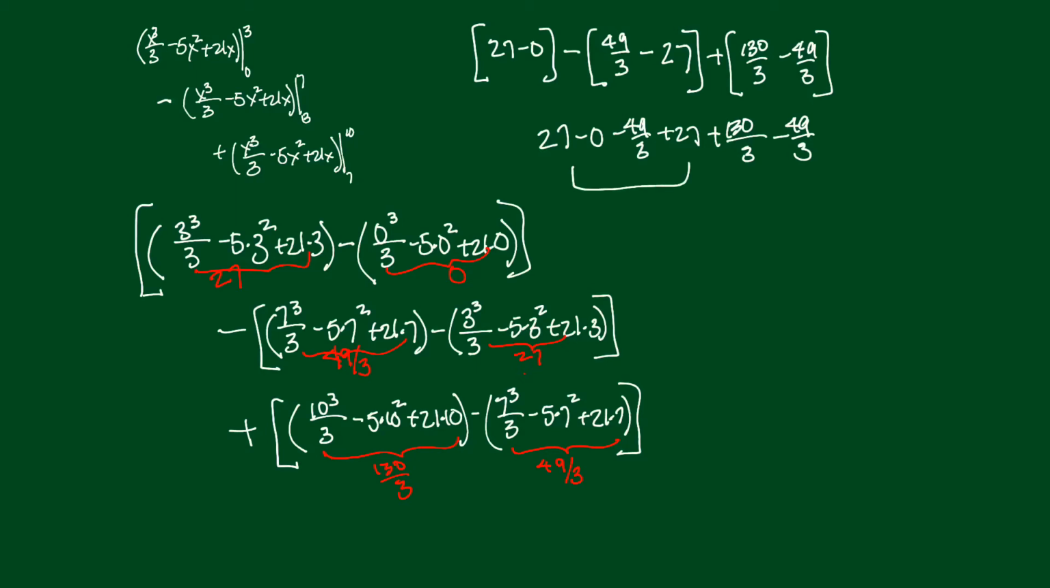Now, I've got two of those 27s. I've got two of those negatives, and then I've got this one right here. So when I added all those together, I got 194 over 3. And I did that on Wolfram Alpha. All right, so that's what we're going to claim as the area bounded by that curve.